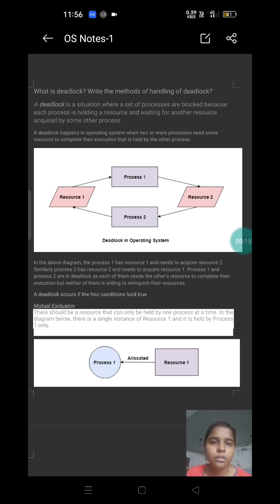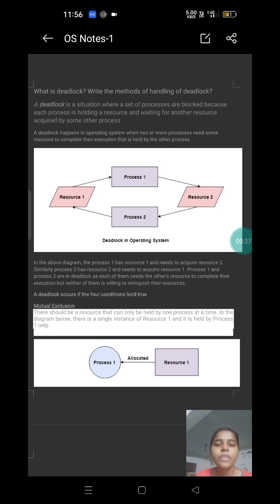What is deadlock in operating system? What is deadlock? Write the methods of handling of deadlock. A deadlock is a situation where a set of processes are blocked because each process is holding a resource and waiting for another resource acquired by some other process.